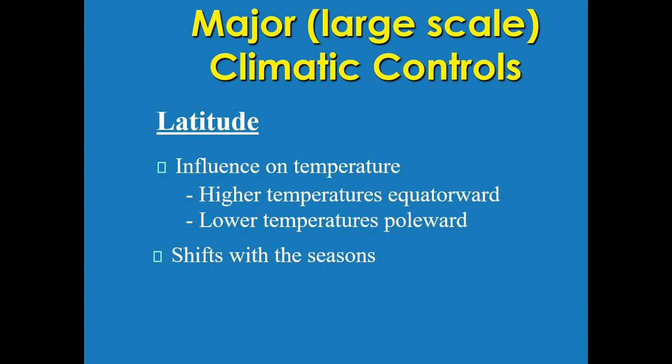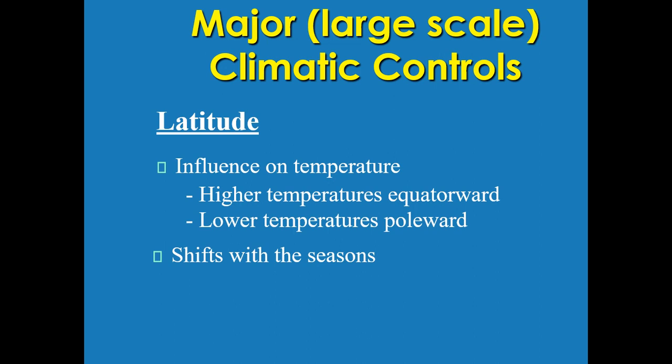Additionally, latitude has a significant influence on the temperature of a specific area, where we typically see warmer or higher temperatures the further south you go in the northern hemisphere. If you were in the southern hemisphere, it would be further towards the equator, which would be further north in the southern hemisphere. But in general, the closer you get to the equator, it doesn't matter if it's the northern or southern hemisphere, the higher or warmer the temperatures are going to be because of that greater influx of solar radiation.